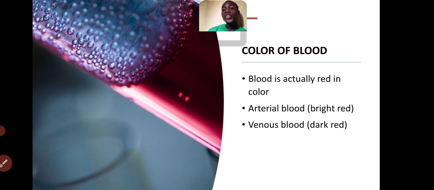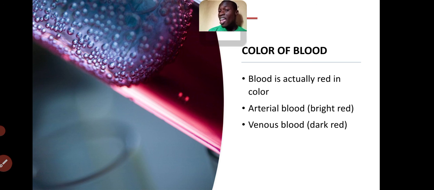Now, arterial blood. We all know that the arteries are there to carry blood to all parts of the body. So blood that is circulating in our arteries is bright red. Bright red. Blood in our arteries is very red, bright red, because it contains oxygen.